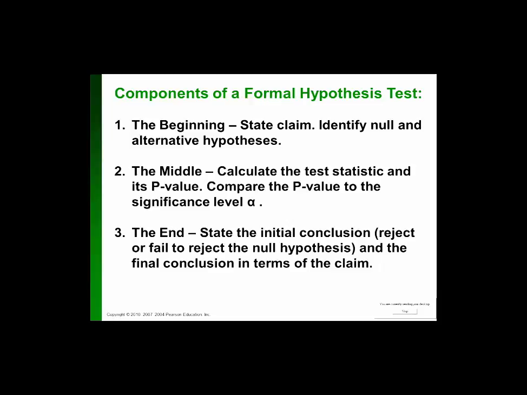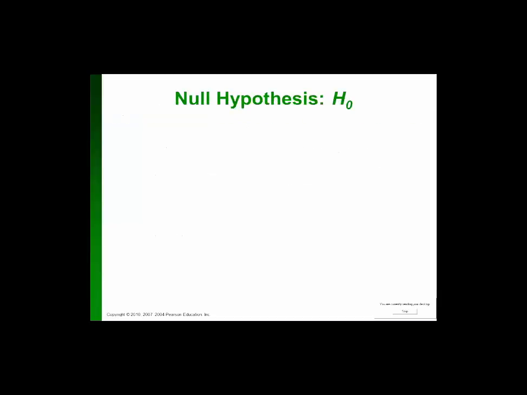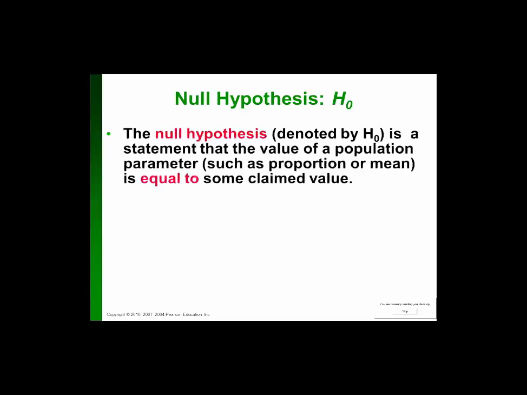All right, here's what I mean when I say the beginning is state the claim and identify the null and alternative hypotheses. The null hypothesis, the symbol for the null hypothesis is H with 0 as a subscript. The word null, nothing, makes you think of 0. So the null hypothesis is H sub 0. It's a statement that the value of a population parameter is equal to some claimed value.